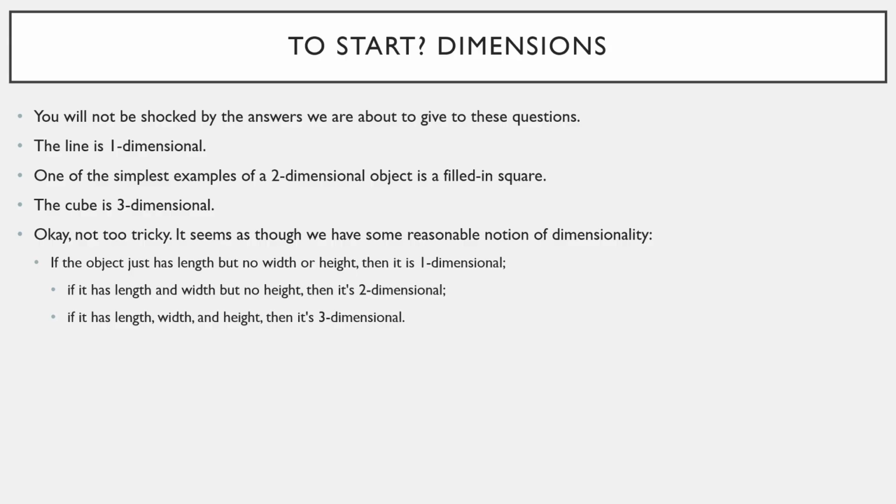What is something that is one-dimensional? That's a line, just a line. What is the simplest example of a two-dimensional object? It's just a square. And what's an example of a three-dimensional object? It's just a cube. So it's not too tricky. It seems as though we have some reasonable notion of dimensionality. If an object has length but no width or height, it's one-dimensional. That's a line. If it has length and width but no height, it's two-dimensional, like that filled-in square. And if it has length, width, and height, then it's a three-dimensional object.